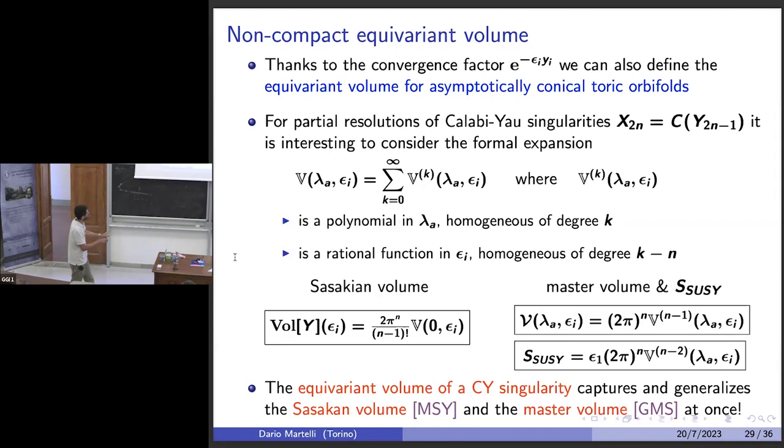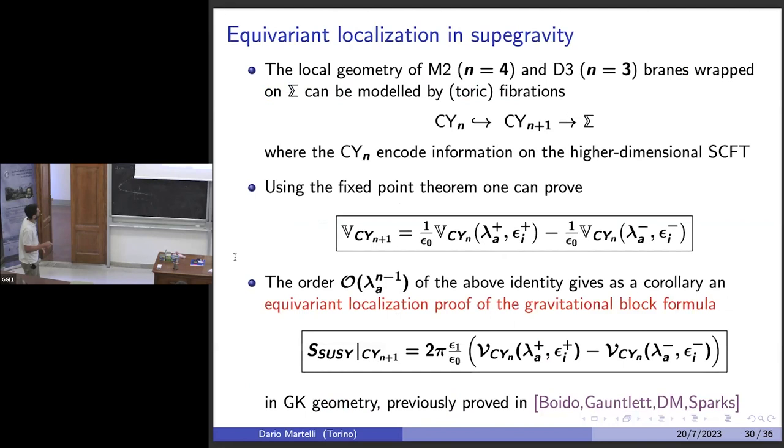And here, as I said, the master volume picks up the n minus one term in this expansion of the equivariant volume, and the object to be extremized is the n minus two level. So the punchline is that the equivariant volume of the Calabi-Yau singularity captures and generalizes at once the Sasakian volume and the master volume. But then, that leaves, first of all, a way to understand the equivariant version of the master volume, which I said was a missing ingredient.